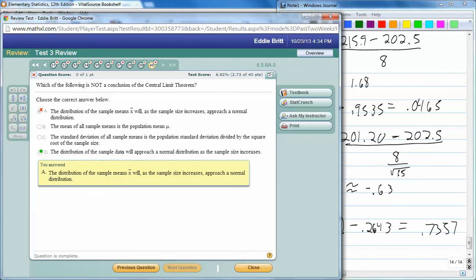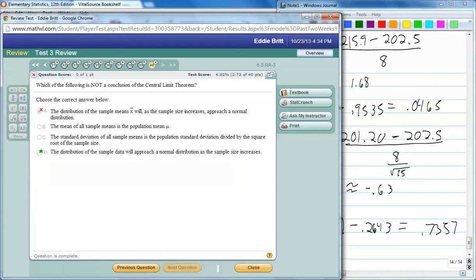The distribution of the sample data will approach a normal distribution as the sample size increases. All right, that's not a conclusion of the central limit theorem. Okay, the rest of these are. That one isn't. And that finishes up test 3 review.